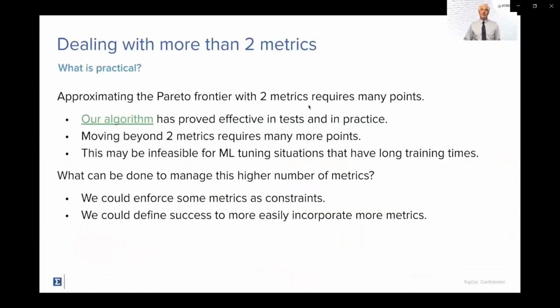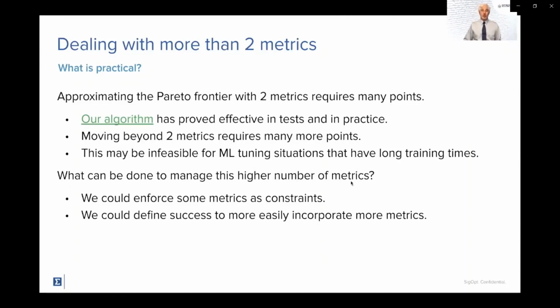Approximating the Pareto Frontier with 2 metrics requires many points. We are confident in our algorithm, which is written in this article and is proved effective in tests and in practice, but in our tests, we've also seen that moving beyond 2 metrics really requires a lot of points. And dealing with this in an ML tuning situation often proves infeasible, given the long training times associated with many ML models. So then the question may be asked, what can be done to manage this higher number of metrics?